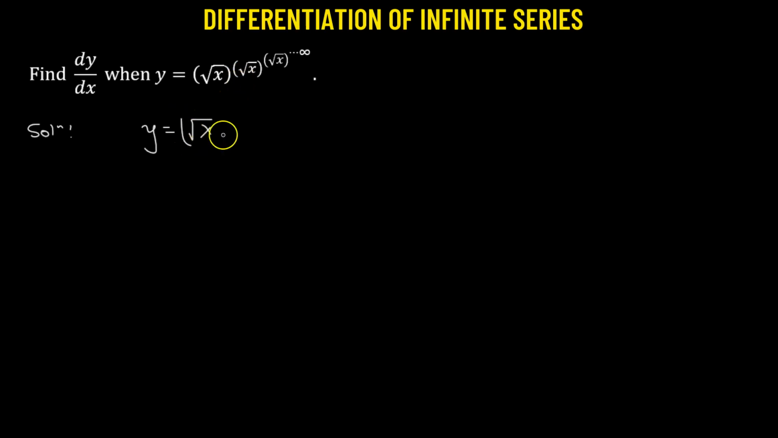Now instead of raising it to square root of x again and going up to infinity, we can simply replace it with y. Such that we have y equals, so square root of x can also be represented as x raised to the power of half, whole raised to the power of y, or simply y equals x raised to the power of y over 2.